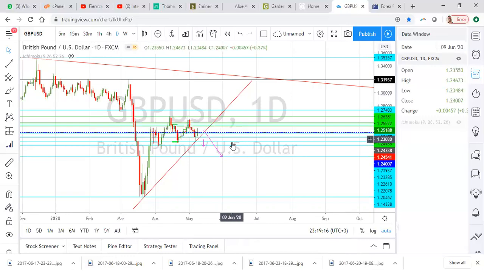Really volatile, but yeah. So GU looks like it's telling me it wants to come down. Where it is right now, I do have a bias for a downtrend. And I've had this bias for a downtrend since last week, because this is an arrow I drew last week.